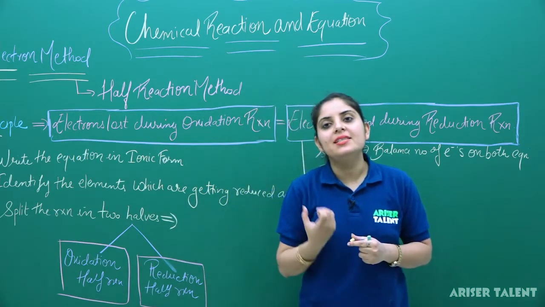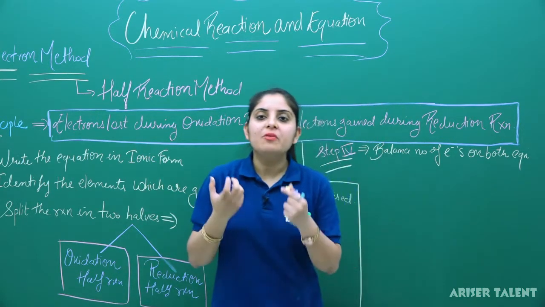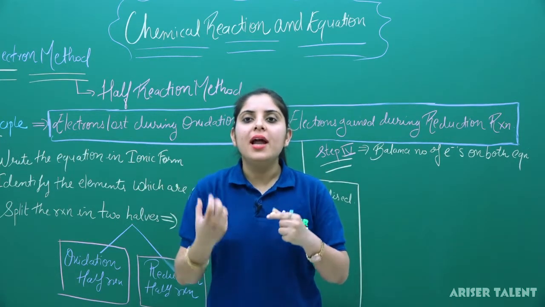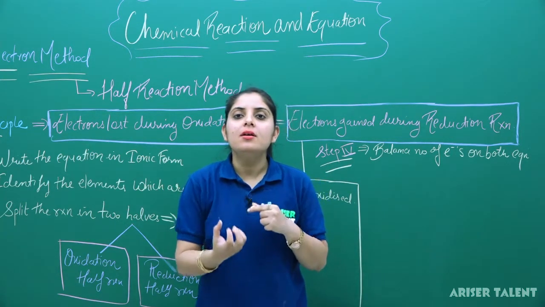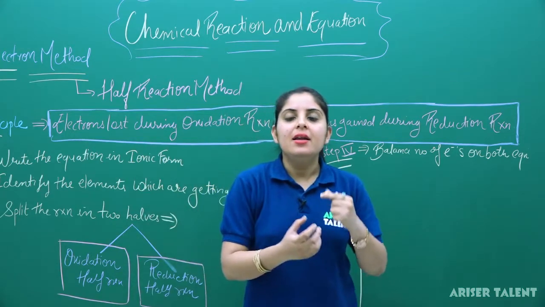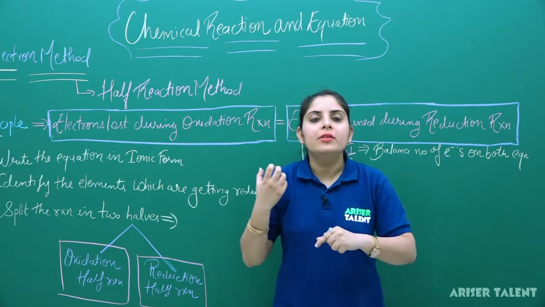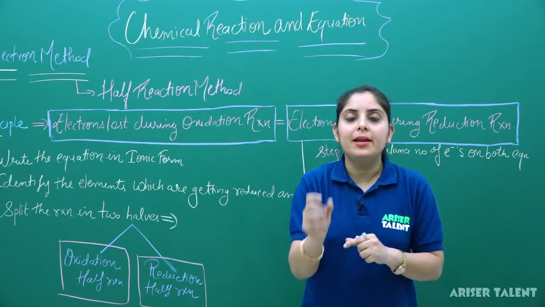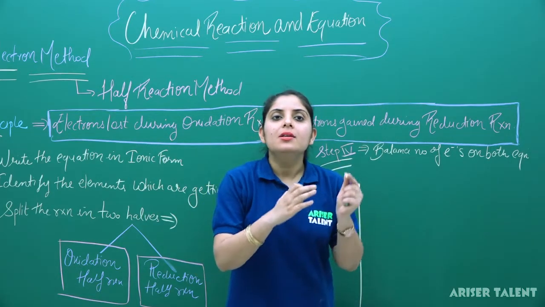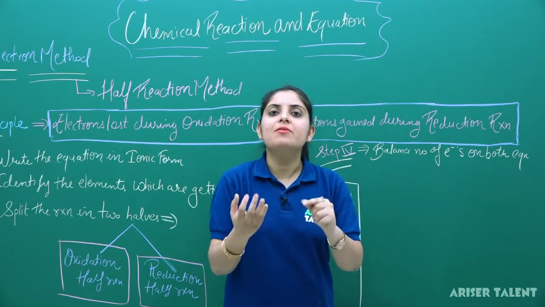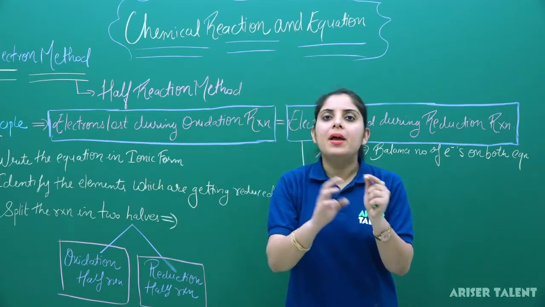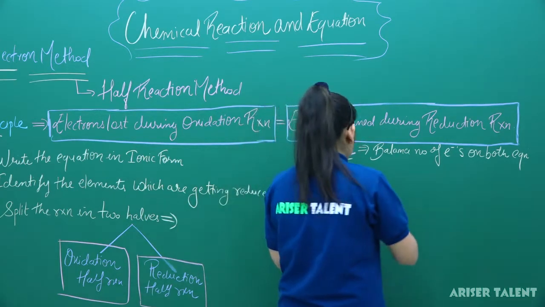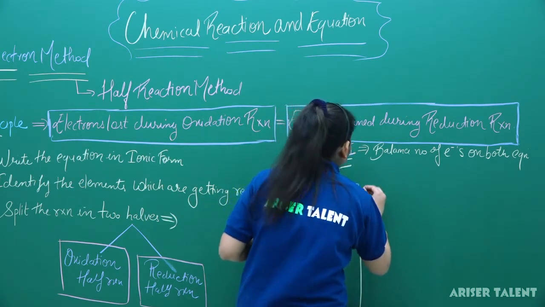Now, we have 2 steps more. Step number 5: if the reaction is carried out in the acidic medium, we will add hydrogen ions on the hydrogen deficient side, and if the equation is carried out in the basic medium, we are going to add OH minus ions, and simultaneously we will add H2O molecules to balance both sides of the equation.